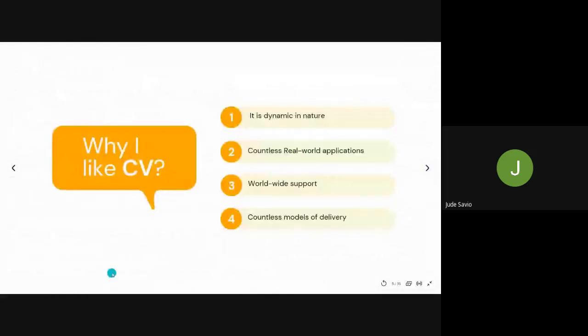So why do I like CV? I've articulated 4 points here depicting my passion towards CV. It is basically dynamic in nature. You train it once, it is able to identify beautifully the ones which it has not seen. And it has countless real world applications, if you ask me. There's worldwide support both in terms of hardware, software, and everything. And there are also countless models of delivery. It can be hardware, it can be software, it can be onboard, it can be on the cloud, it can be a hybrid solution and whatnot.